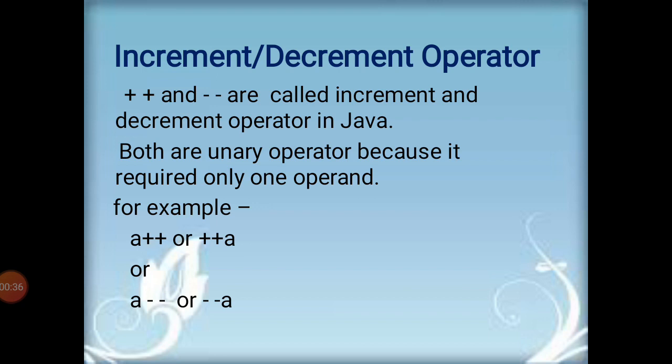Plus plus and minus minus are called increment and decrement operator in Java. Both are unary operator because it requires only one operand. For example, a plus plus or plus plus a, or a minus minus or minus minus a. Here a is the only one operand, so it is called unary operator.